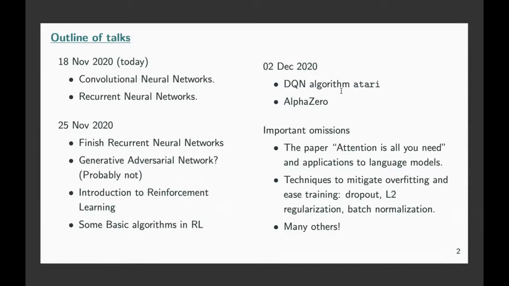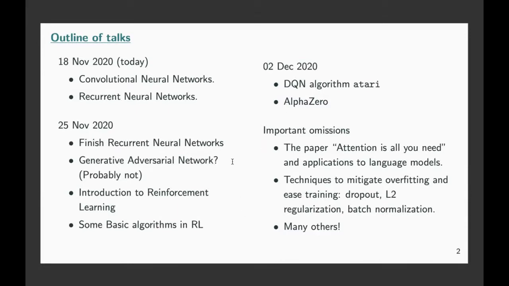the DQN algorithm, which was used to train agents that play Atari video games. They learn by themselves. And AlphaZero, which is an engine that plays Go, chess, and shogi. And also, again, it just learned by itself, just by playing against itself. And it's currently the best engine in the world in chess and Go.